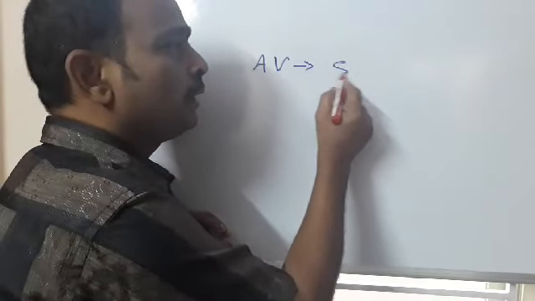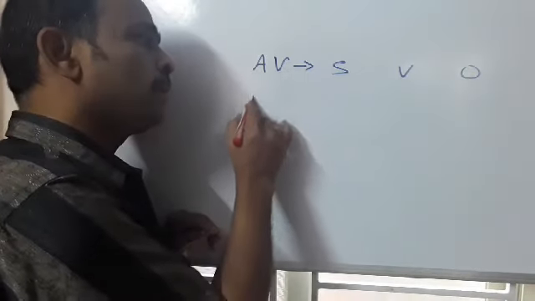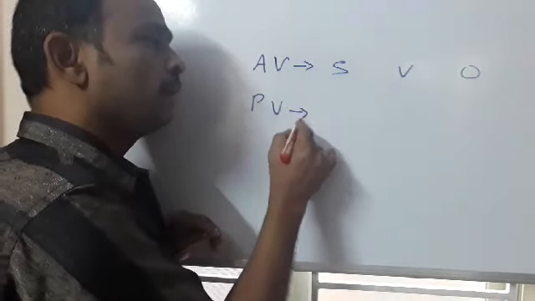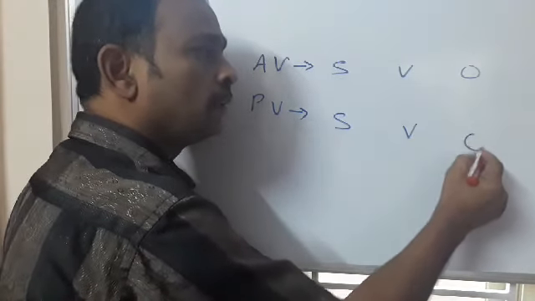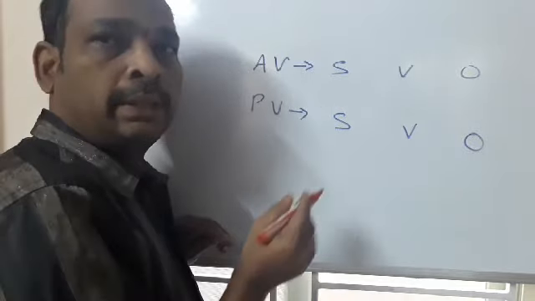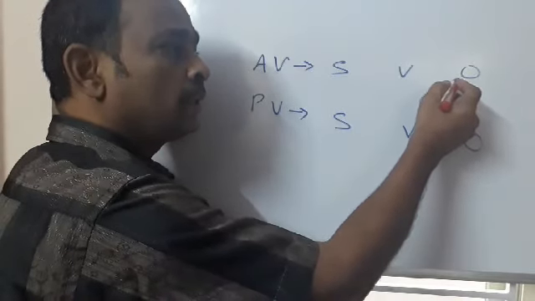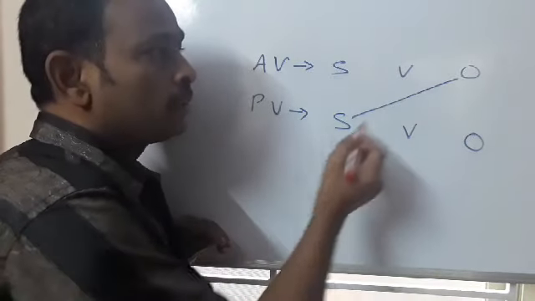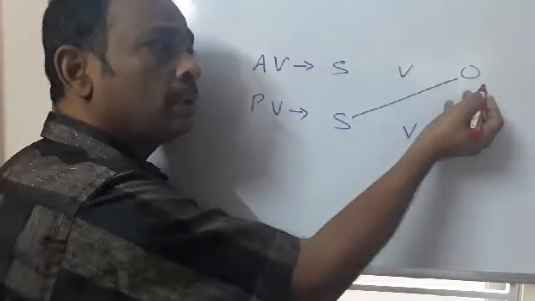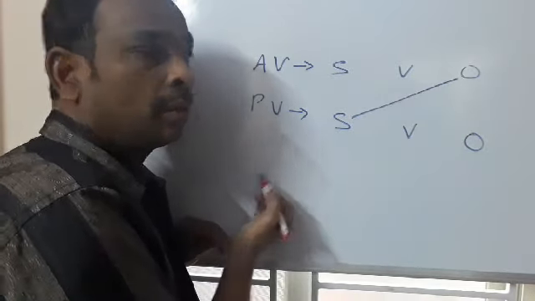Here we should find subject, verb, and object. In passive voice also we will find subject, verb, object. But what is the difference? The object of active voice is the subject of passive voice. So the passive voice begins with the object of active voice. So, first we should identify the object of active voice.